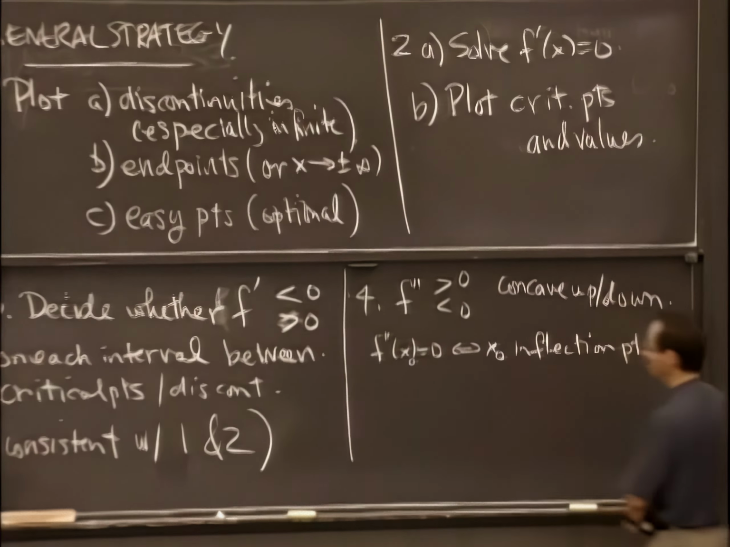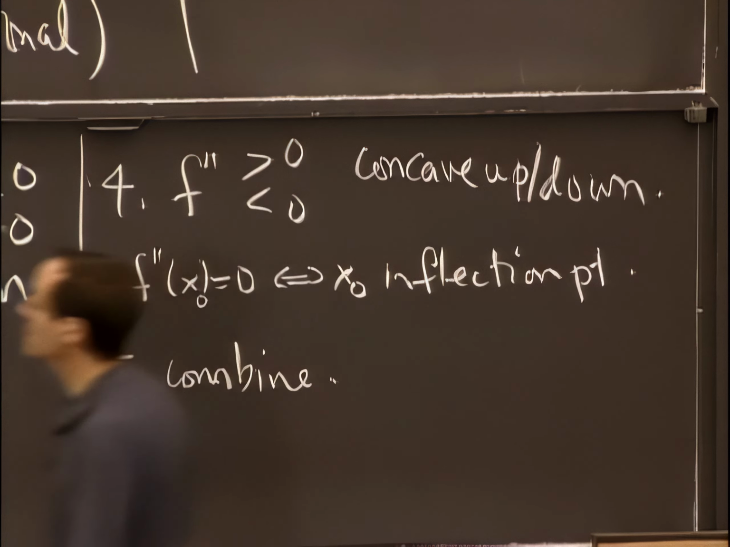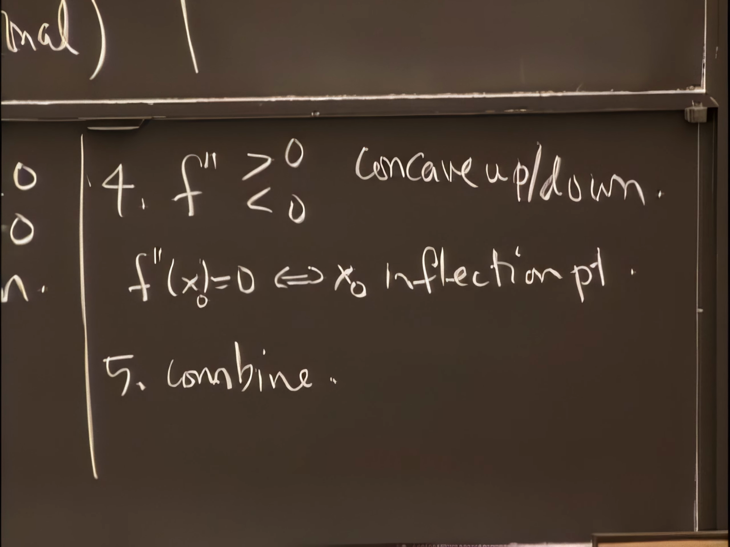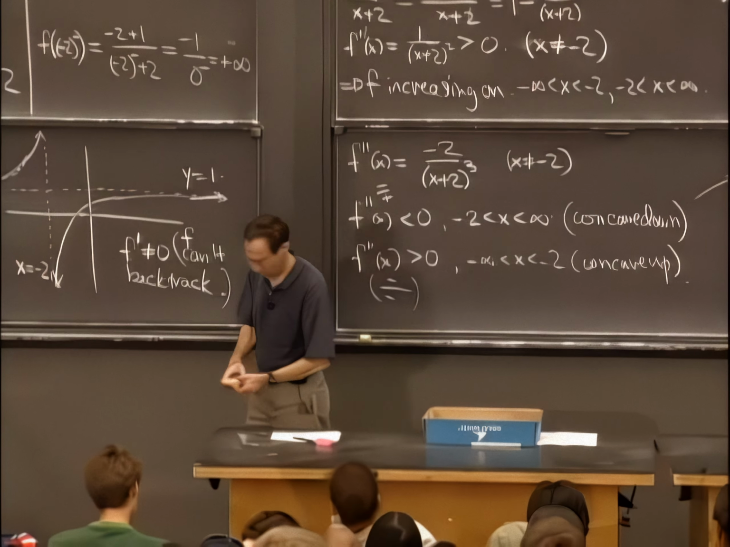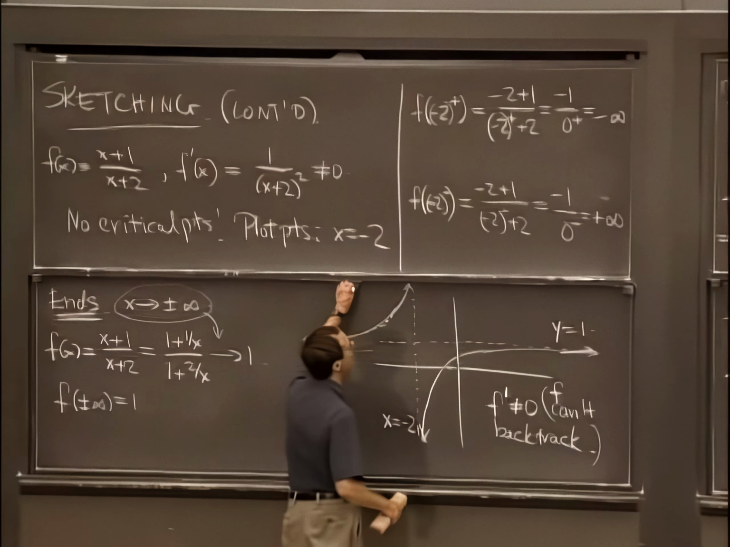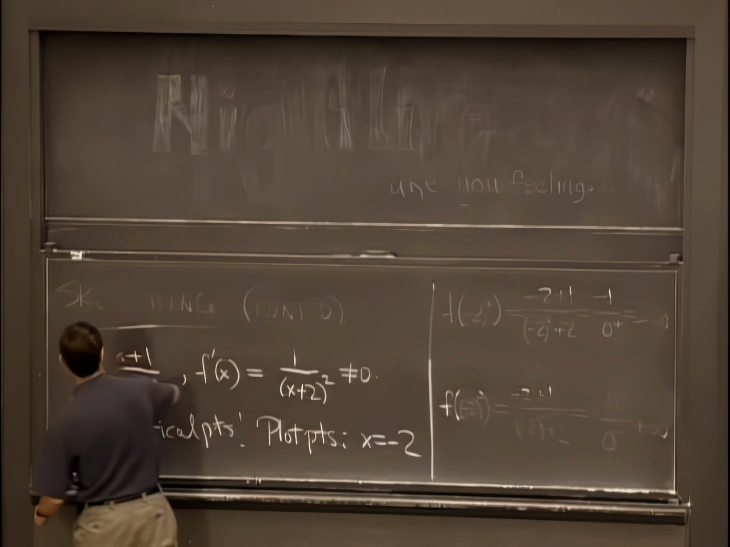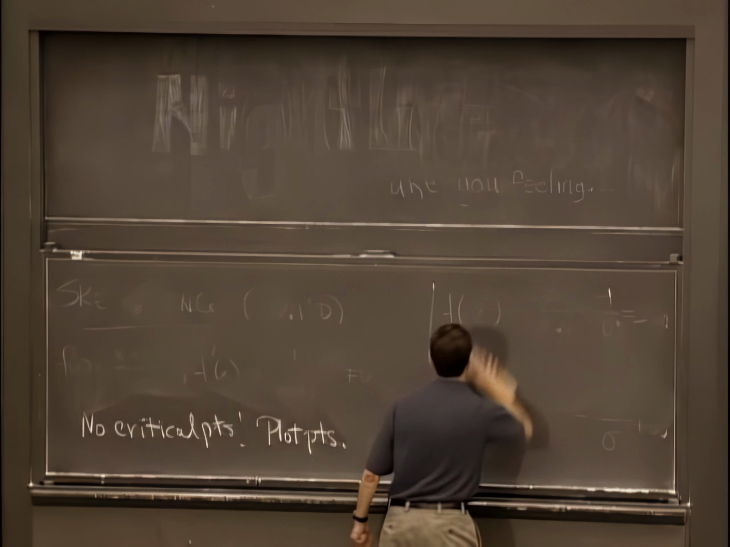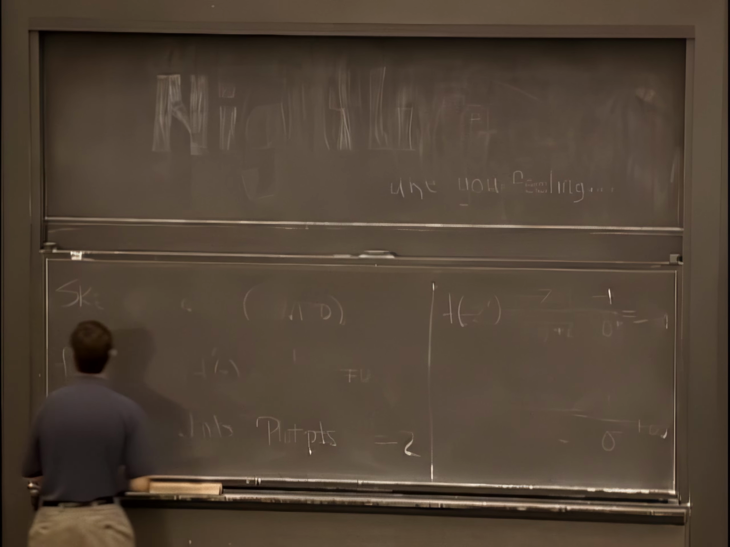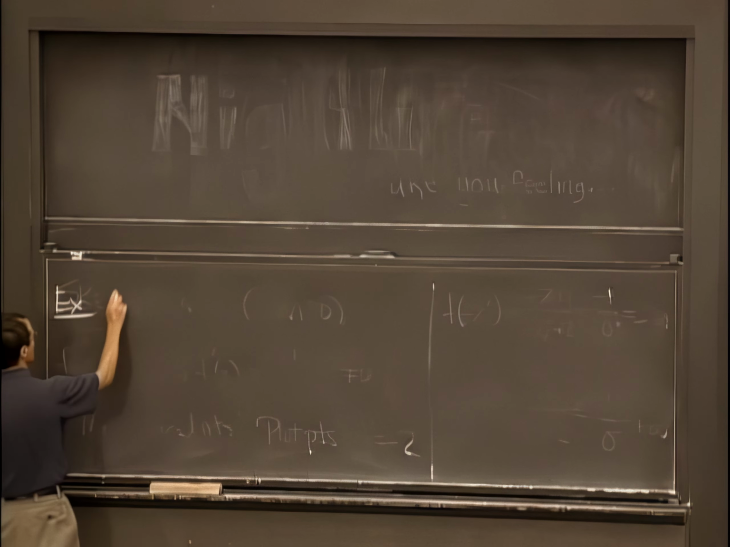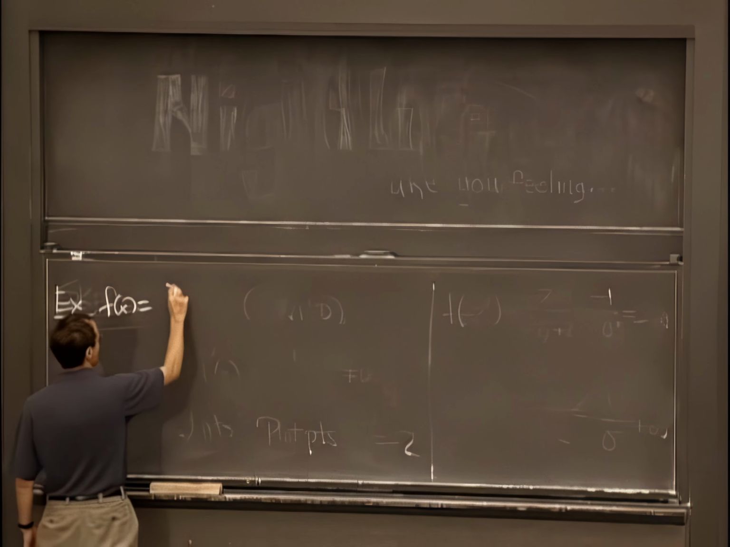All right? And the last step is just to combine everything. All right, so this is the scheme, the general scheme. And let's just carry it out in a particular case. Okay. So here's the function that I'm going to use as an example. I'll use f of x is x over log x.